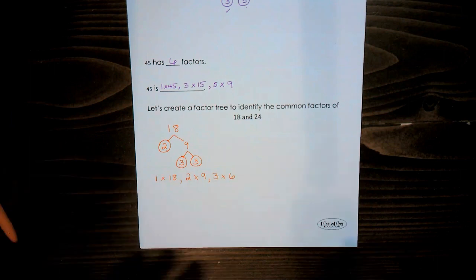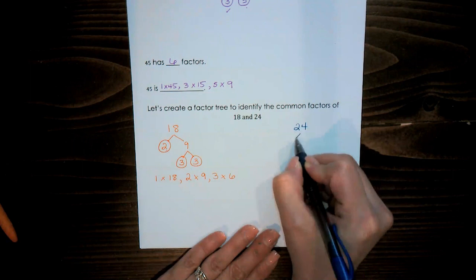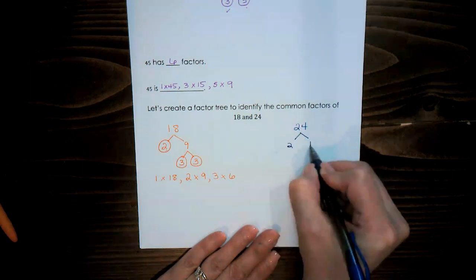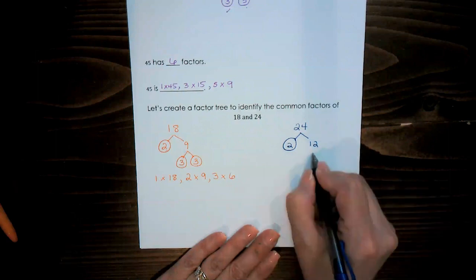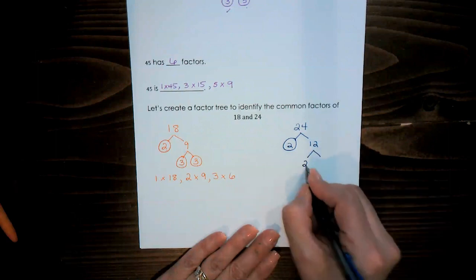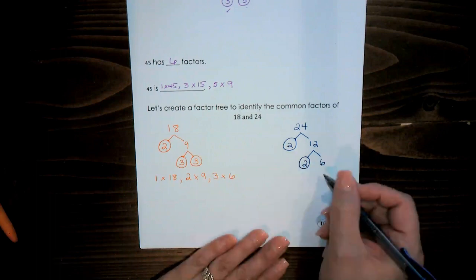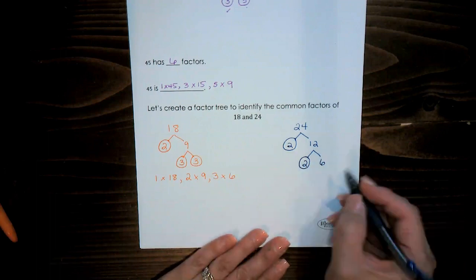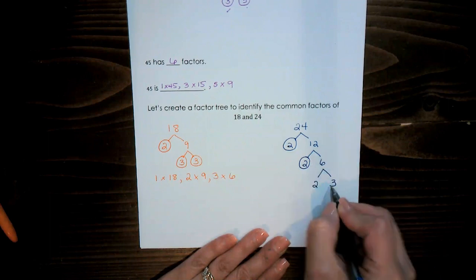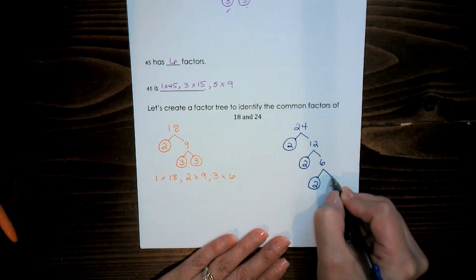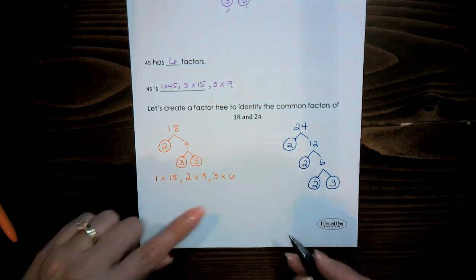Now, let's do 24. Again, it's an even number, so I'm going to start with 2 times 12. And then 12, again even, so I'm going to do 2 times 6. You can see my method is I always take the even numbers and do 2 times whatever. It makes it super simple because then I only have to work with one branch of the factor tree. 2 times 3.